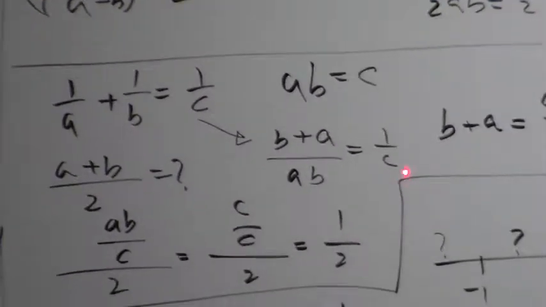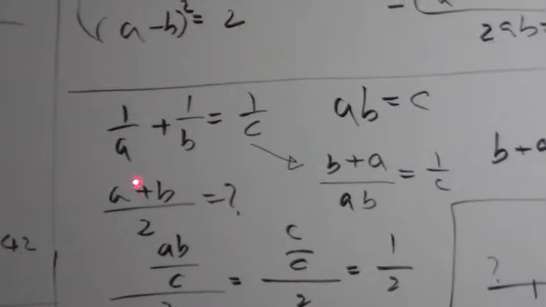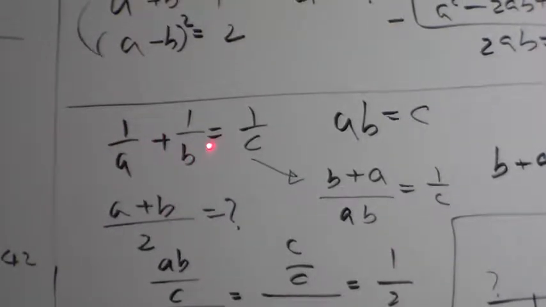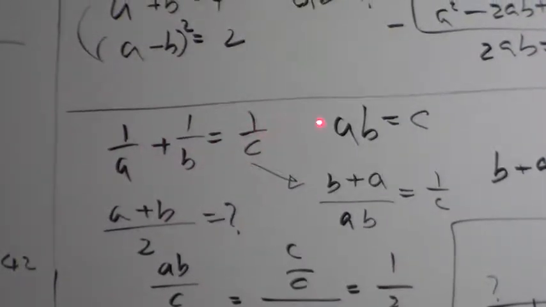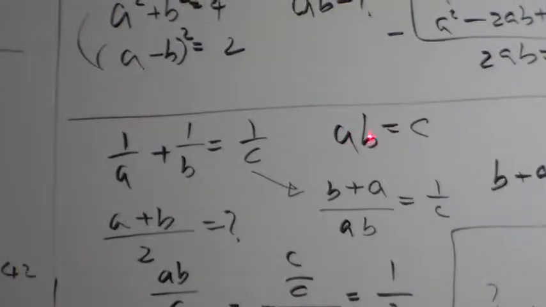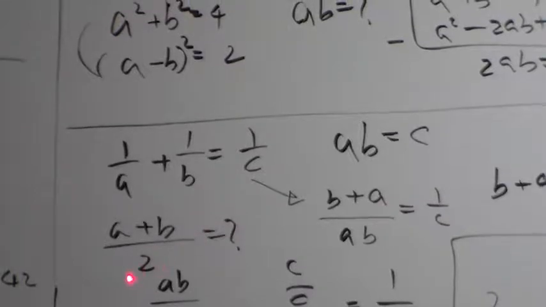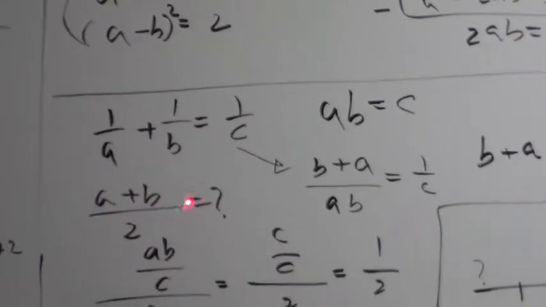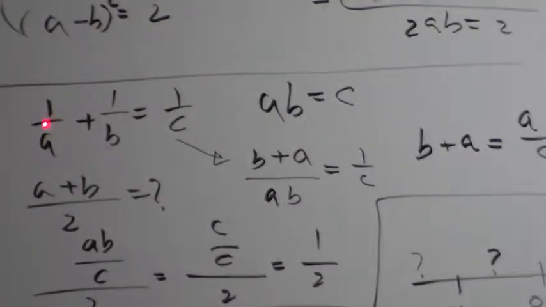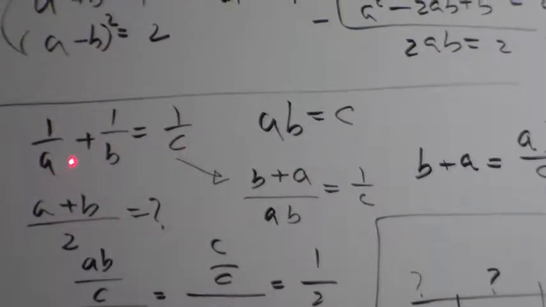Next one is, okay, 1 over a plus 1 over b is 1 over c. And the given condition is a times b is c. Then what is the average of a plus b? Okay, so we're going to do this one from the given condition right there.